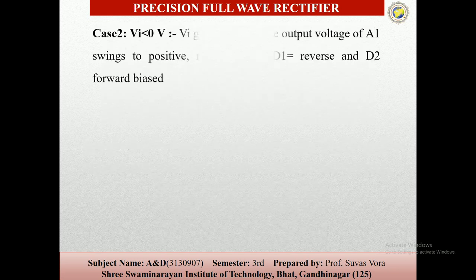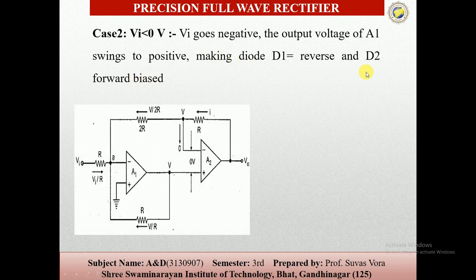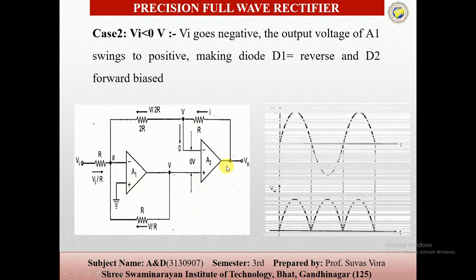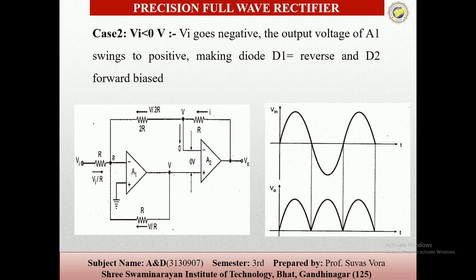And the second, Vi less than 0. Vi is less than 0, so it goes negative. At that time E1 swings positive, making diode D1 reverse biased and D2 forward biased. So the circuit works like this, the current goes through here. So that we get the final full wave output of the precision rectifier.